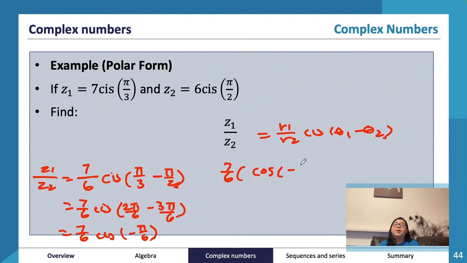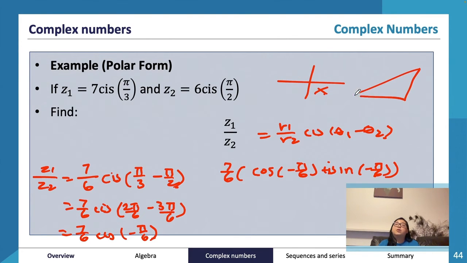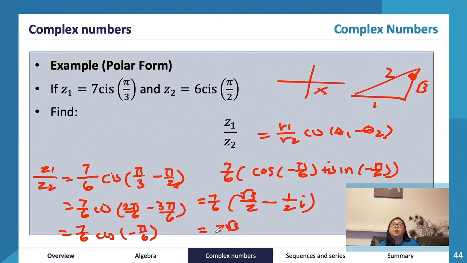So it would be cos negative pi on 6 plus i sine negative pi on 6. So think of the quadrant, negative pi on 6 is here. Think of the triangle, once again, it's the root 3, 1, 2 triangle for pi on 6. So we're going to write this out as, now our cos is positive, so 7 over 6 times root 3 on 2, and our sine is going to be a half, but it's going to be negative a half because of the quadrant. Then if we expand that out, we would get that this is going to be 7 root 3 over 12 minus 7 over 12i.